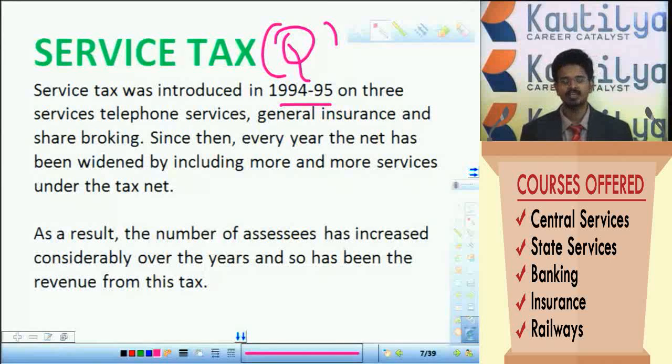Since then, every year the imposition of service tax has been increasing. That is, the tax net has been widening in India. As a result, the number of assessees has increased considerably over the years, and so has the revenue from this tax. That is, the tax net has been widening, and automatically the revenue that the government is generating has also been increasing.